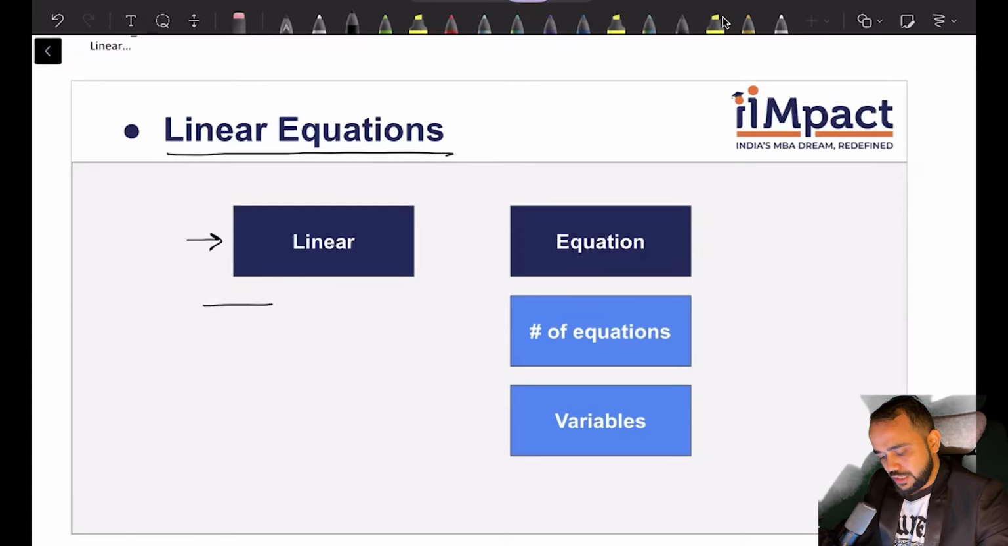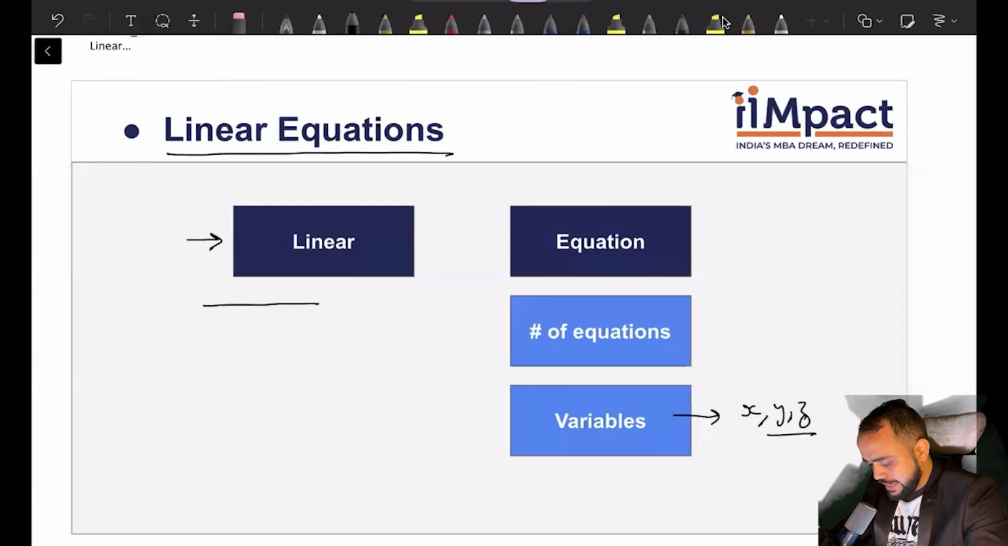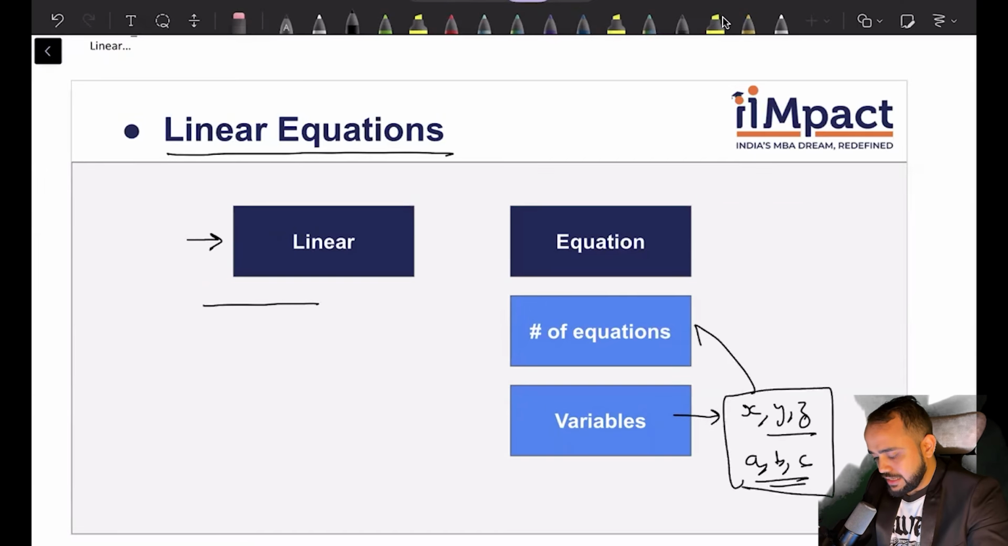Now, before we get into this, you might ask, what is a variable? What is an equation? So, a variable is something whose value can change or whose value we have to find. Usually it is denoted by x, y, z, etc. This is a convention, and a, b, c's, etc. are taken as constants. And a combination of this makes an equation.